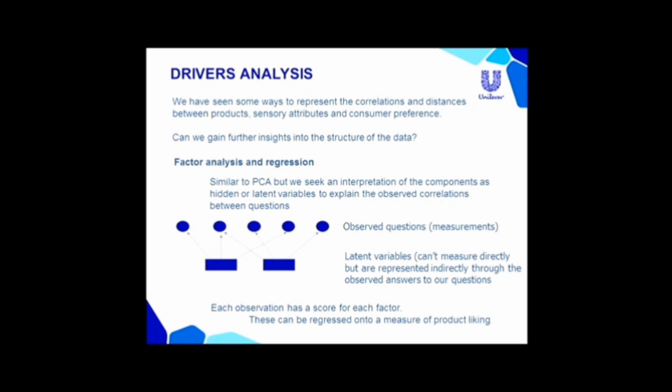Typically we would do factor analysis and regression. Factor analysis is like principal component analysis, except we're trying to find these so-called latent variables. So our factors, our components now, represent new variables that we want to interpret. The idea is that our observed variables are independent, given that we know these. So we can try and express our data in terms of these variables rather than these. We call them factors. And then we could regress those factors onto the overall liking.